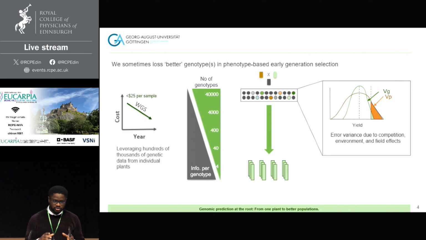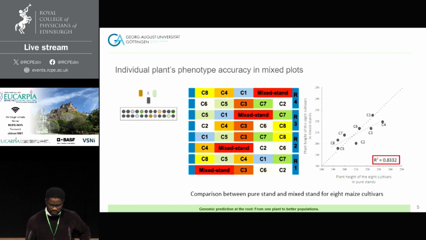So we are focusing on genotyping these individuals, even though we know they have not-so-perfect phenotypic data, but we want to see how much information we can gain to make selection using such data. A preliminary experiment by one of the students, just to give an idea of the accuracy of the phenotypic value of these individuals, used 8 cultivars evaluated in pure stands and also in mixed stands.